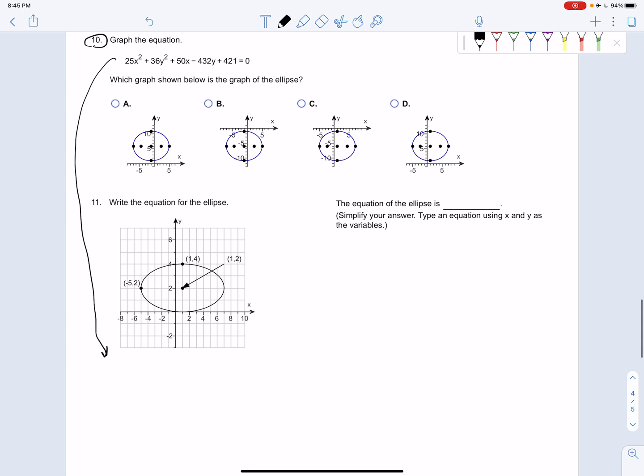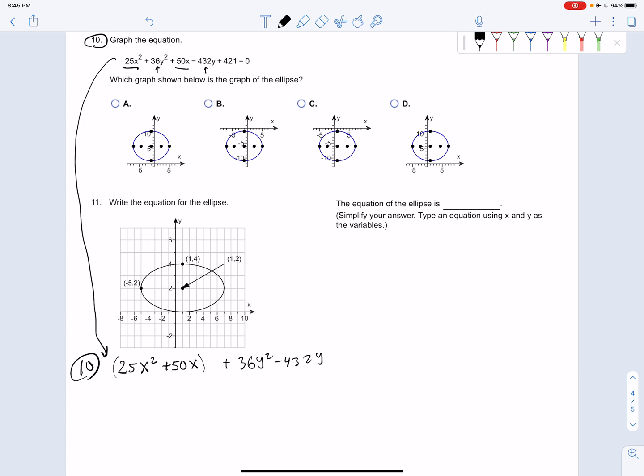So I'm going to start gathering some stuff. This is going to be number 10, and it's going to be 25x squared. And so I've got 25x squared. I'm going to collect my x's, plus 50x. I'm going to put a parenthesis around that just to highlight that stuff. And then plus, let's collect our y values. That was what, 36y squared. That is going to be right here. And negative 432y.